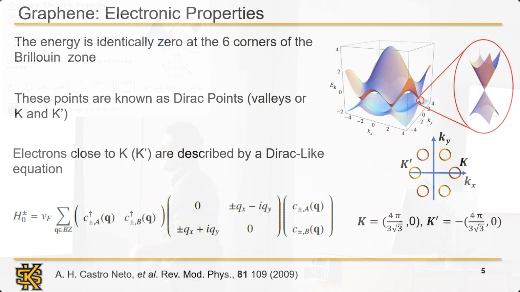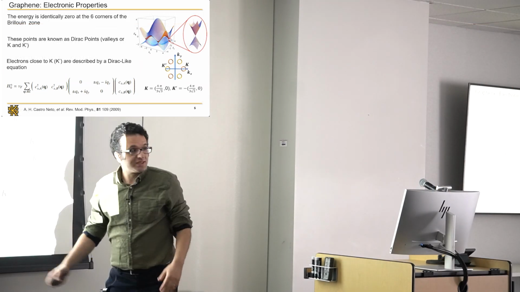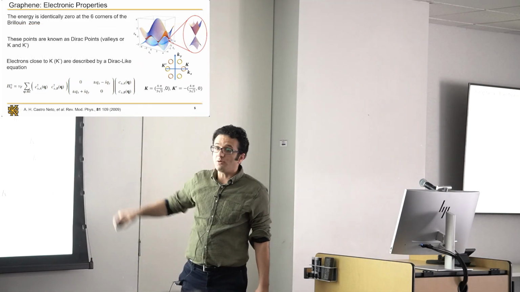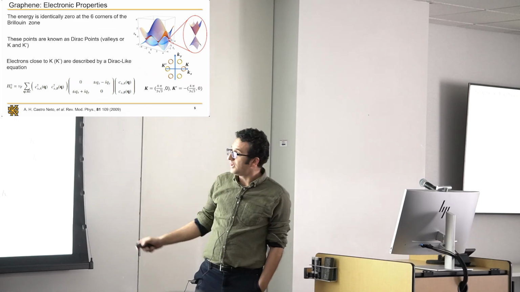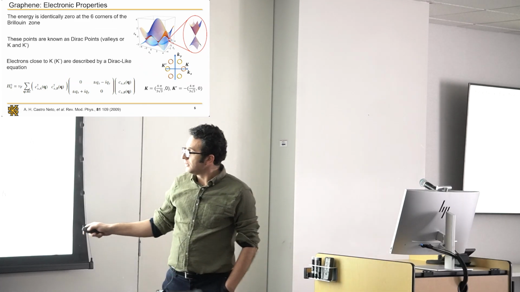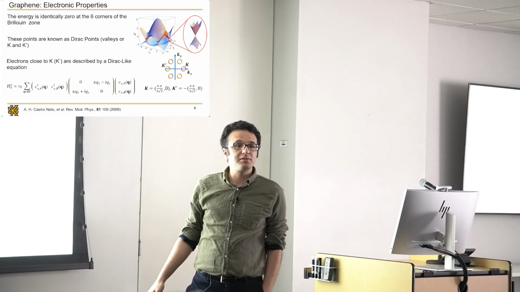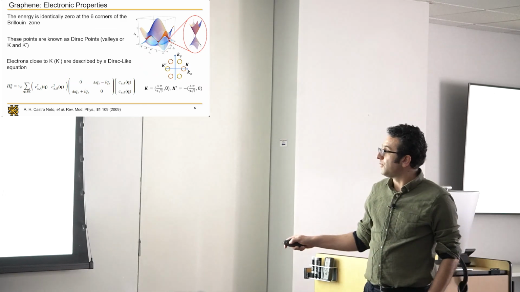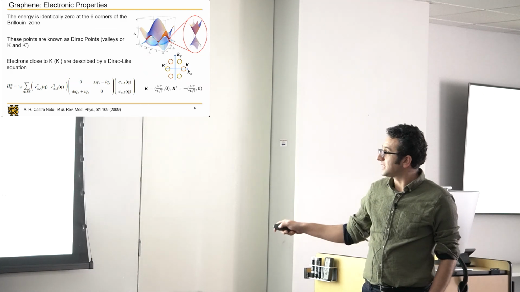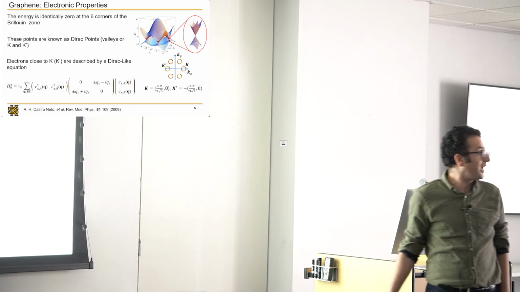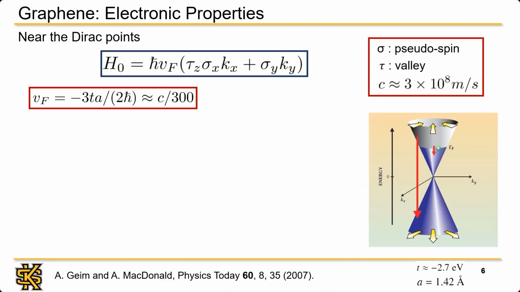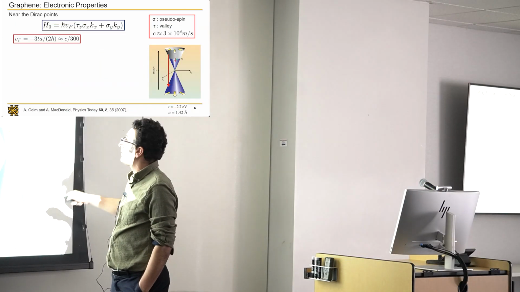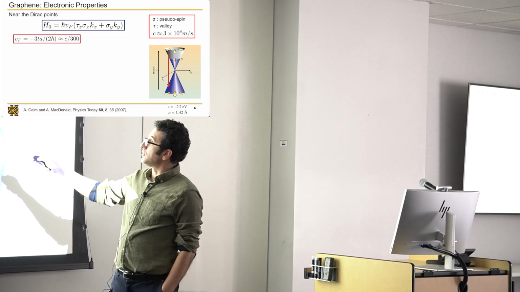So why am I interested in these 2 points specifically? Because after diagonalizing my Hamiltonian and expanding my momentum close to this 0, close to the K and K prime points, I find an equation that we recognize from relativistic quantum mechanics. We find a Dirac-like equation for the electrons at each valley. Basically, my energy disperses linearly with momentum. Near the Dirac points, graphene is effectively described by this equation. The low-energy quasi-particles of graphene are described by this equation.